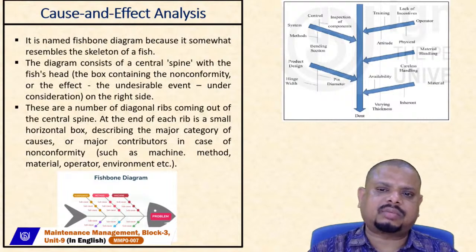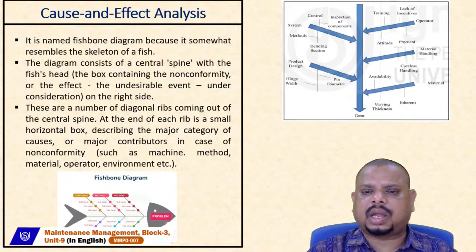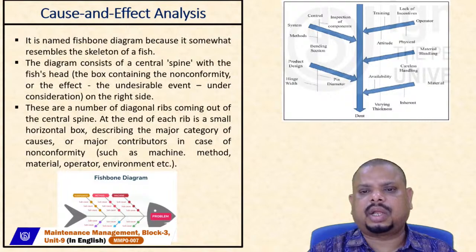Similarly, in the case of the system, you use various methods and a control system to control it. For controlling, you have to implement inspection of components, and in the case of method, you are using bending sections.